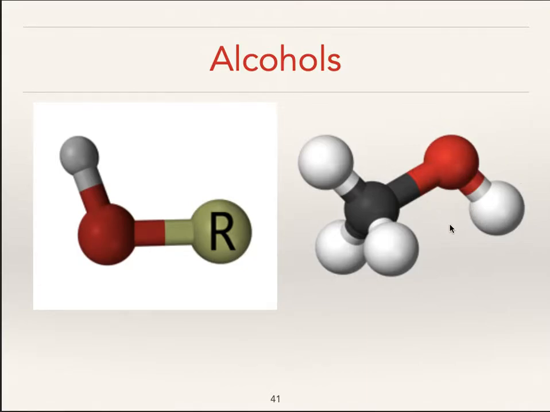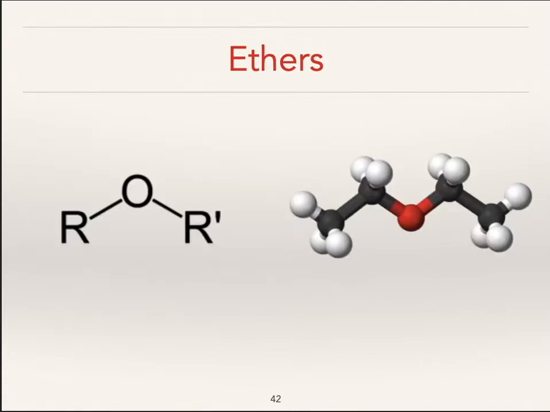Here's the OH that gives methanol its alcohol properties, right? So all this, the carbon and 3 hydrogens, is a methyl group. So the methyl group is the R, and then the oxygen-hydrogen is what makes this molecule an alcohol. So the functional group in this case is the oxygen and hydrogen. Let's take a look at another example.